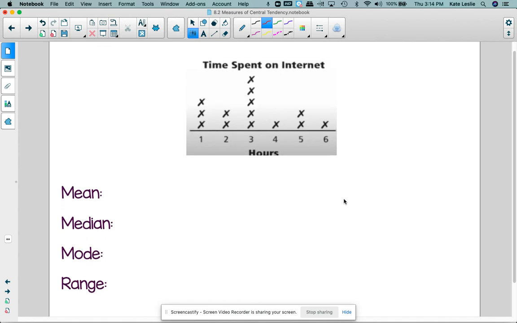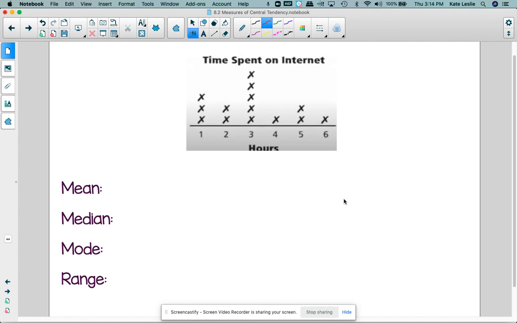If you're still kind of practicing and you want one more practice problem, let's go ahead and work this one out together. So same thing as before, I'm going to start with the easiest ones and the mode. I just have to look for the one that has the tallest set of x's, which is my 3. So 3 hours is the most popular amount of time to spend on the internet.